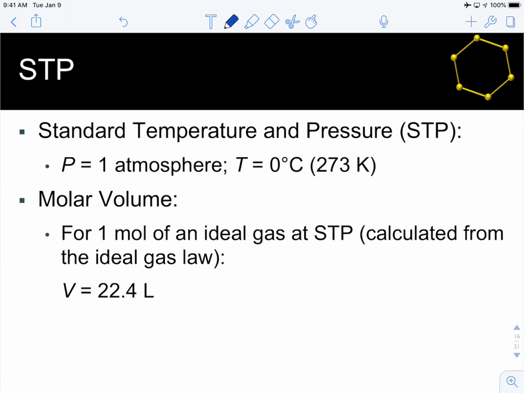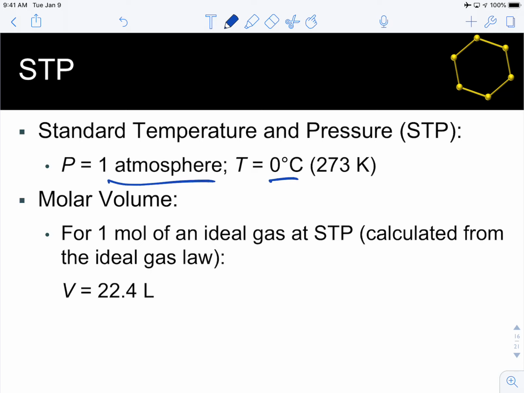Something else you need to get familiar with is standard temperature and pressure, and I introduced this in the thermodynamic chapter, but it's a little bit different for gases. I think in thermodynamics it was 25 degrees C. Now it's 0 degrees C. And 1 atmosphere, that's the same, I believe.